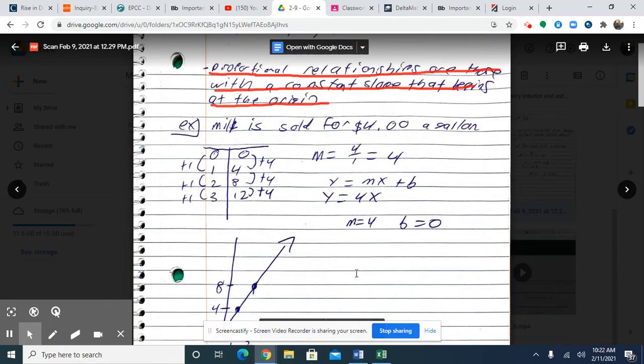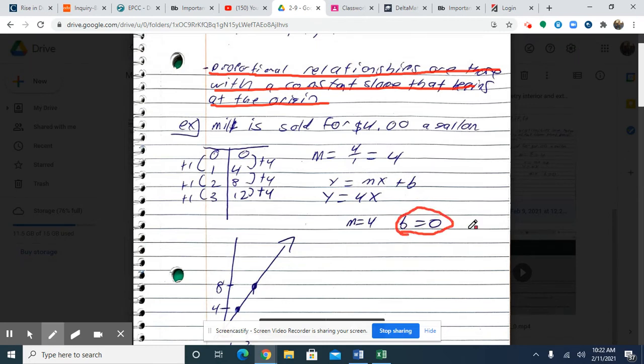So what does this mean? That means that we're not going to have a y-intercept, or at least the y-intercept is going to be equal to 0. And so in this example, it says milk is sold for $4 a gallon. So it's pretty easy to say, okay, if I sell 4 for every gallon, then my slope is 4. Every time I buy a gallon of milk, the price is going to go up by $4. Of course, if I buy 0 gallons of milk, then the price is $0 because I didn't buy anything.